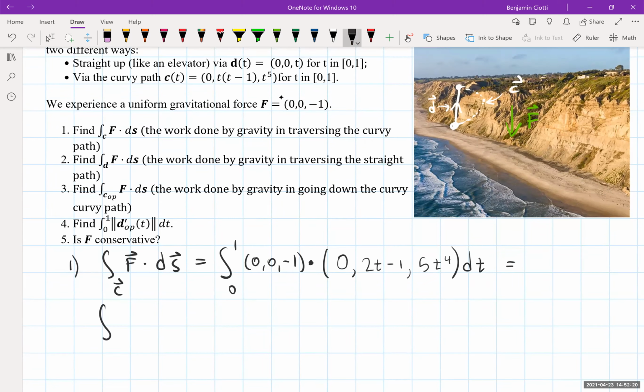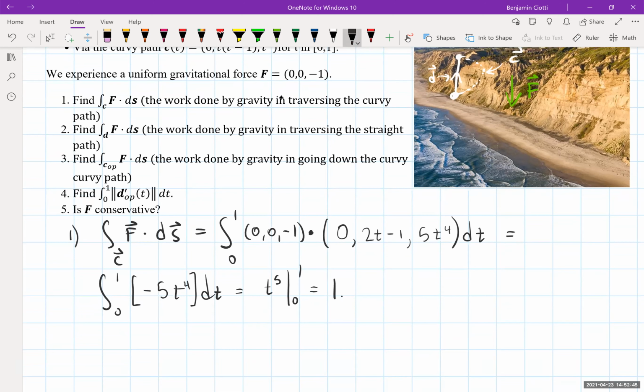This is the integral from 0 to 1 of -5t to the 4th, which is t to the 5th from 0 to 1, which is 1. So 1 joule of energy was done by gravity in this trip.